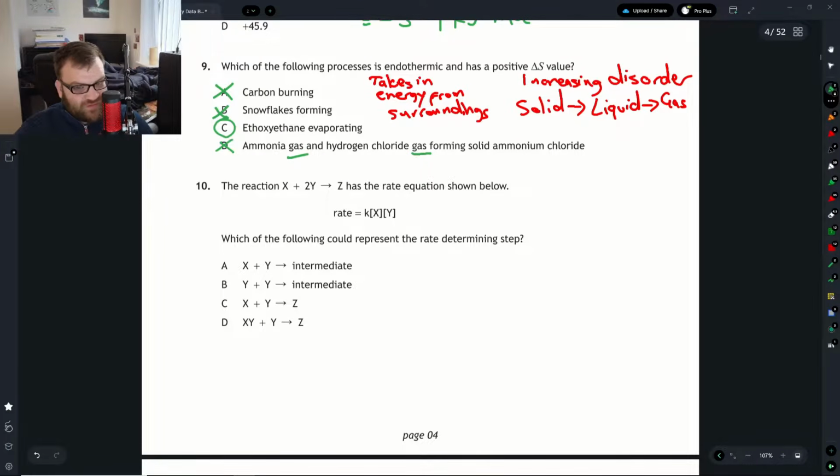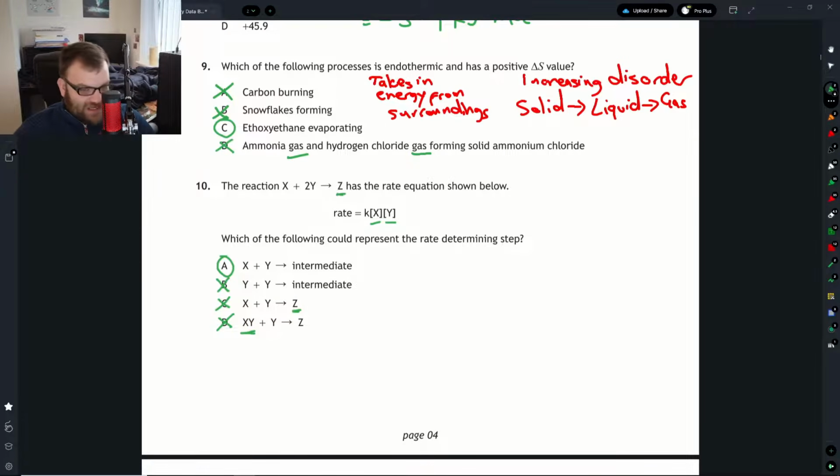We're looking here for the rate determining step. The rate determining step will involve the chemicals represented in the rate equation, so X and Y. B does not have X and Y, so it's ruled out. It could be C, because you've got your X and your Y. However, it's making the end product. It's not an intermediate step. I'm going to rule that one out. Here we have XY, which isn't in the rate equation, so we're going to rule out that one, leaving us with our answer of A.